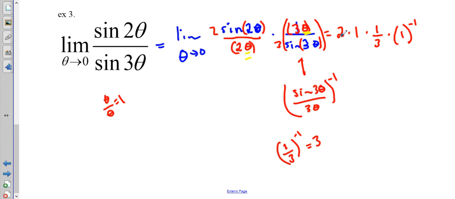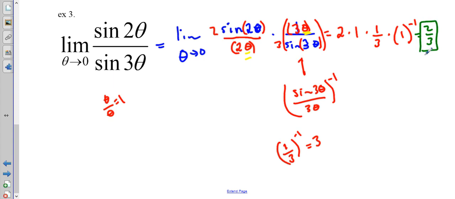And so essentially, what is my limit going to equal? Looking at all this stuff, I'm just going to erase this right now and go over here, using a different color, so you can see that. So essentially then, what is my limit? Well, 2 times 1 times 1/3 times the reciprocal of 1 is going to equal 1/3.